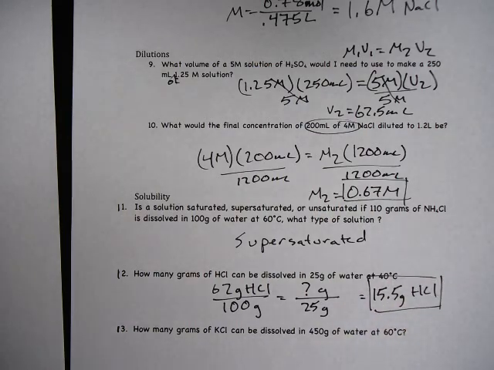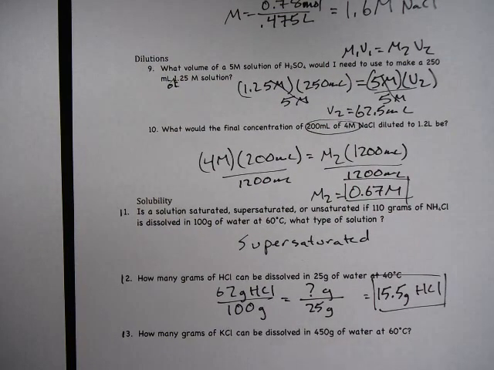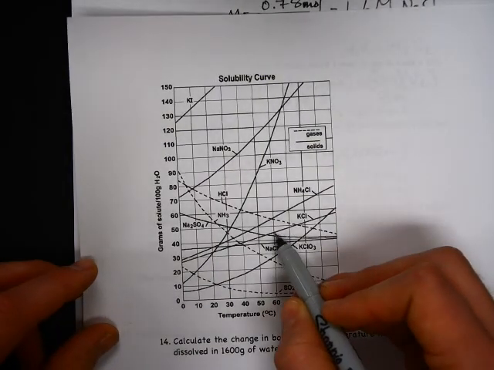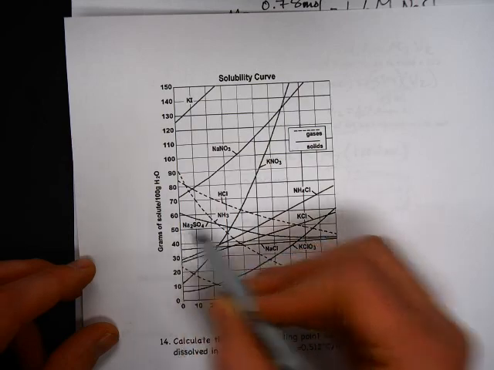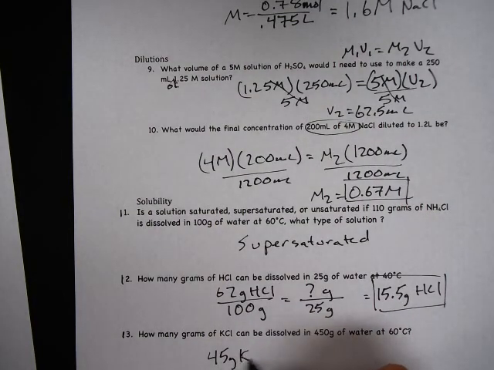Give me my answer there. So setting up the proportion from the chart and then getting to what you don't have directly placed on the chart. Number 13 is a similar type of problem, except instead of getting smaller in mass of water, I'm getting bigger. So how many grams of potassium chloride can be dissolved in 450 grams of water at 60 degrees Celsius? So 60 degrees Celsius, find potassium chloride, this line right here. It's roughly 45 grams. So I have 45 grams of KCl per 100 grams of water.